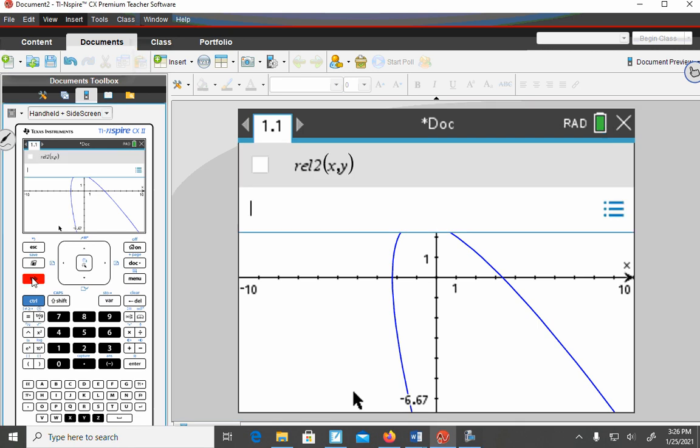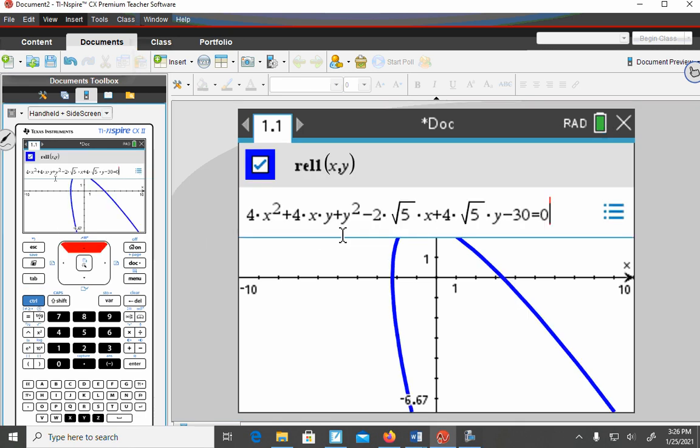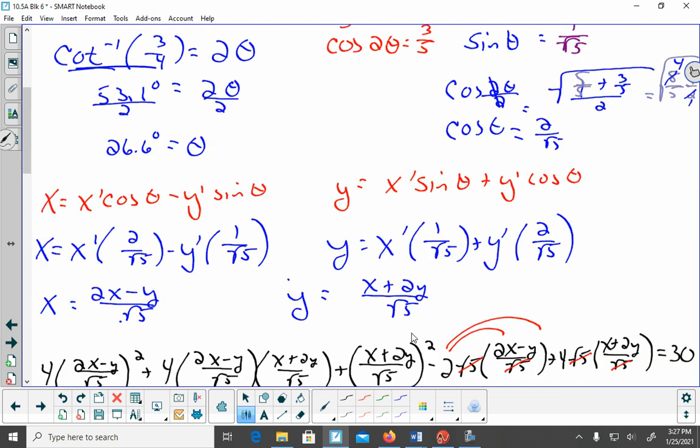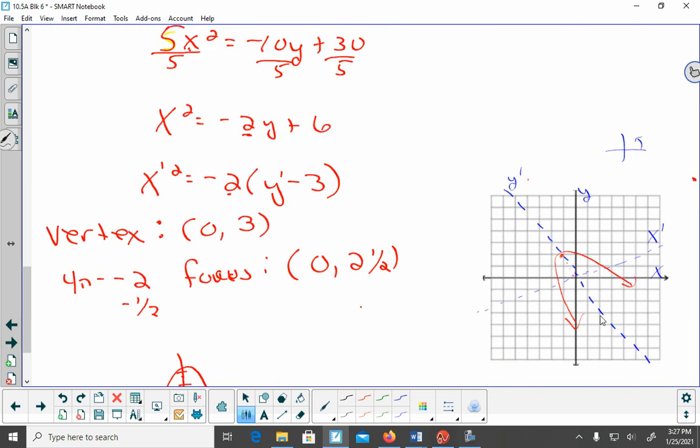Okay, so I'm going to hit tab to show you what I typed in. Notice I'm in a relation. You have to be in a relation. I typed in exactly what I saw: 4x squared. It put the multiplication sign in for me. I had to put in a multiplication sign for 4 times x times y, and then another one here. Make sure that x is not underneath the radical, and that this y is not underneath the radical. I made sure I was in standard view. And this is what my graph looks like, which I think is a pretty good match to what we got here. So that's one way.